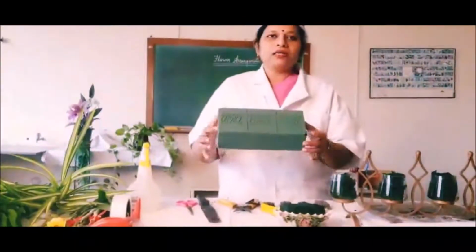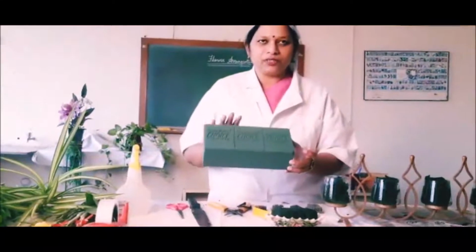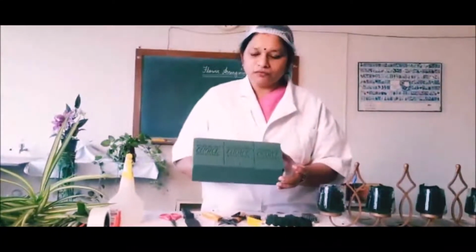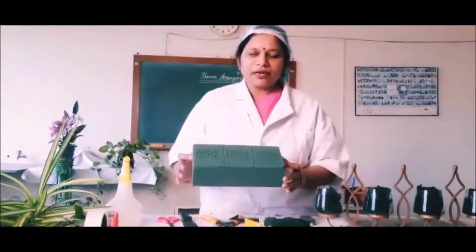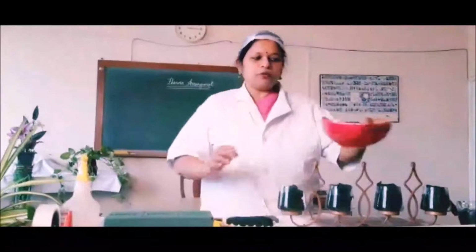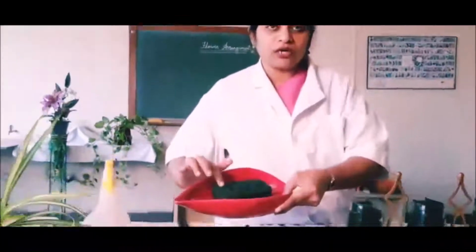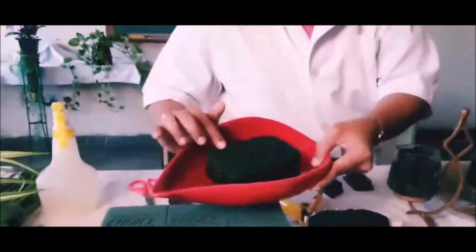Now we will proceed to the making of different styles of flower arrangement. This is a green brick, which plays a very vital role in making the flower arrangement. The scientific name for this is oasis, but in regular language we call it foam. It is to be soaked in water overnight, and then the next day we cut it according to the shape required and use it for flower arrangement. So this is the soaked foam, how it looks, and I have soaked it in water for making the desired flower arrangement.